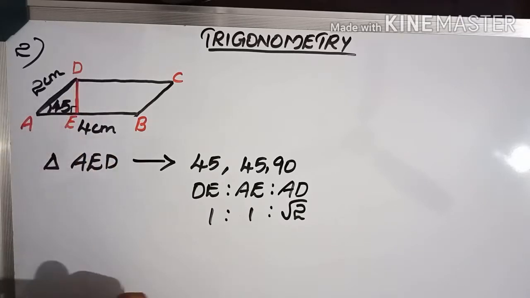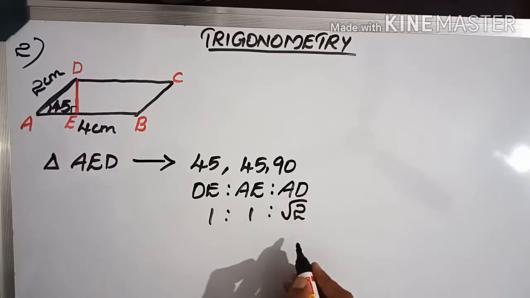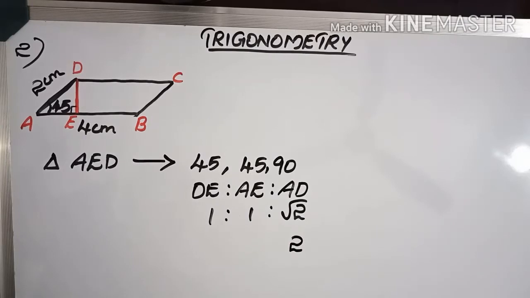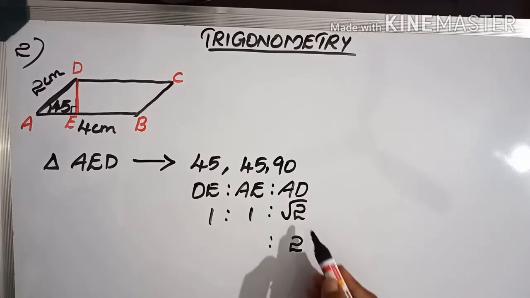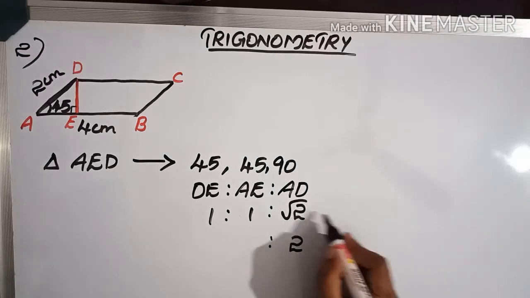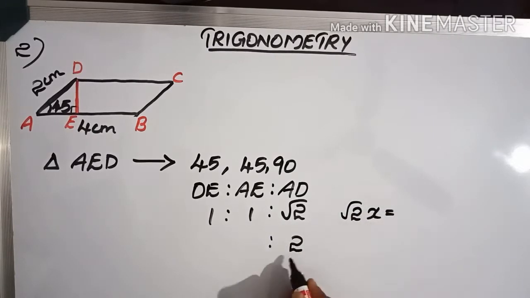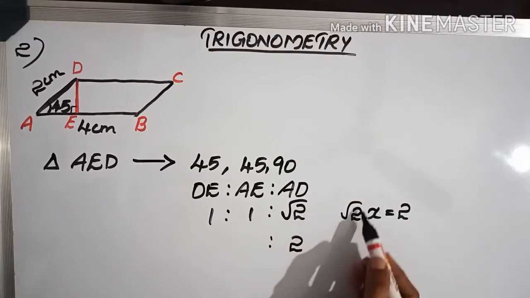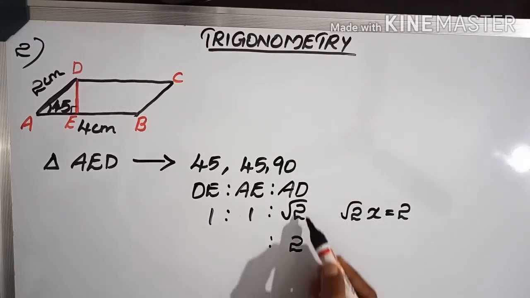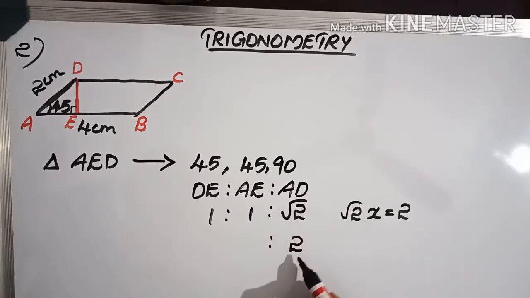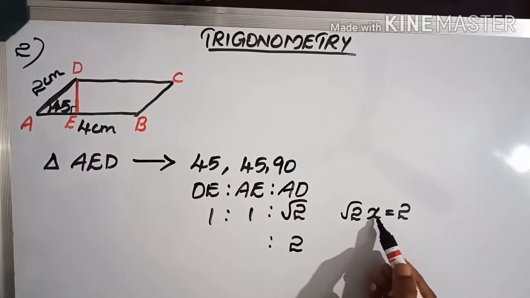AD is 2 centimeter. So under that we can write 2 under AD, that is, 2 is given. Now we have to find the change. What is the change here? So for that, what will we write? Root 2 into x equal to what? 2. Okay, root 2 into a particular number, the answer must be 2. Okay, root 2 changes to 2. So root 2 into x equal to 2.